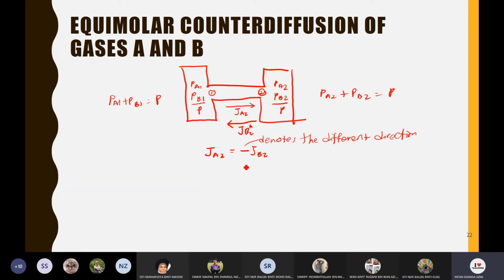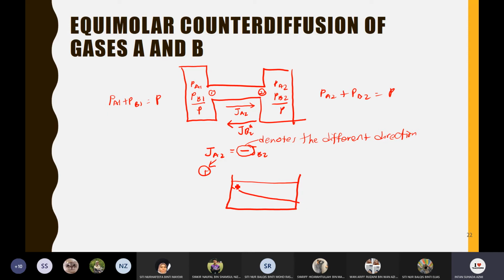But the value is still positive. The negative sign is just to denote the different direction, but the value will still be positive. If the question asks you to find JZ, this one is positive. If the question asks you to calculate JBZ, you have to put a negative sign. Later we will do an example after this to find JAZ and JBZ. Okay, so another diagram I want to show. For example, this one.